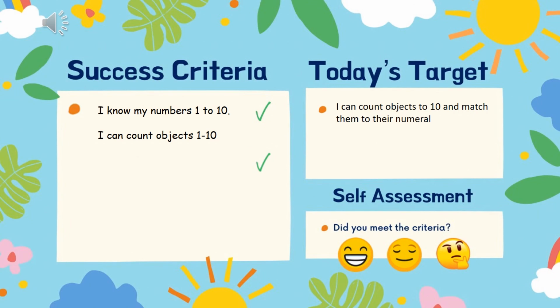Okay, so how do you think you did with your learning today? Did you manage to meet the criteria? Did you manage to count the objects correctly? Could you recognise your numbers 1 to 10? If you said yes to both of those, you met the criteria, you're a happy face. If you still need some practice, you're the face in the middle.